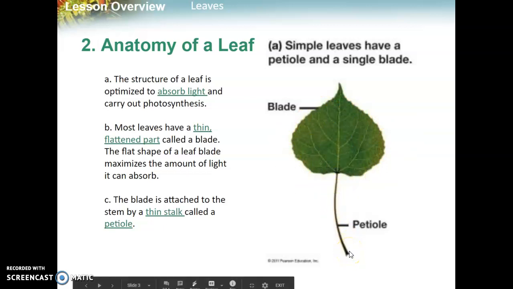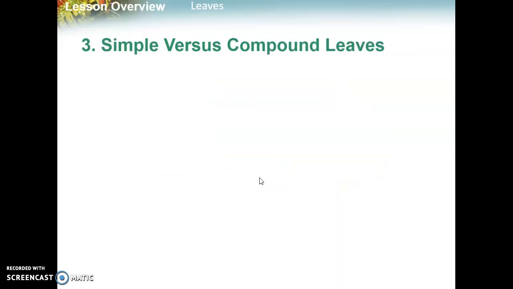Now, some leaves look very different than others. You can think of needles on a pine tree. The needle is the blade. And some plants, especially when you're thinking about pines and other evergreens, some evergreens don't have a petiole at all on their leaf. It's just the blade is attached directly to the stem, but the blade looks much, much different. Okay, so blades are optimized to take in sunlight.